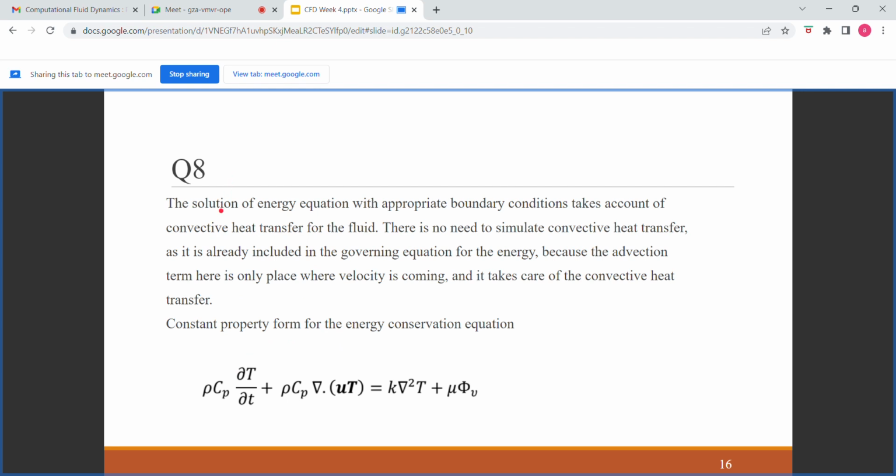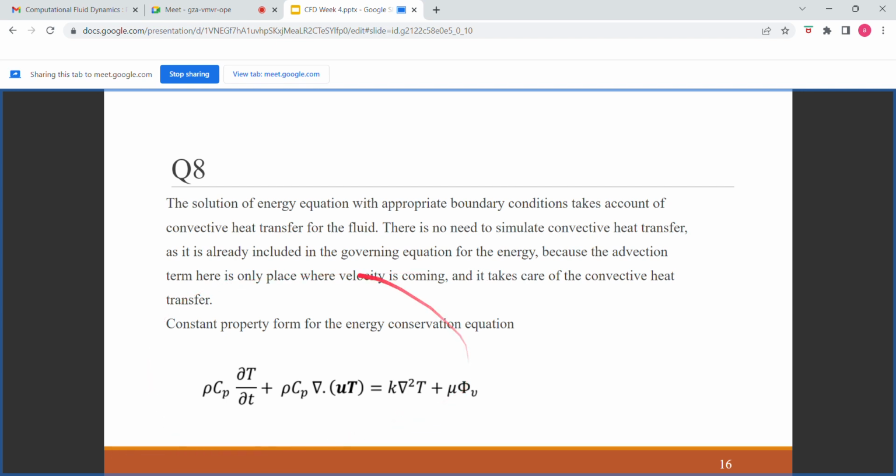So it is given that the solution of energy equation with appropriate boundary condition takes account of convective heat transfer for the fluid. There is no need to simulate convective heat transfer as it is already included in the governing equation for the energy, because the advection term here is the only place where velocity is coming in, and it takes care of the convective heat transfer.